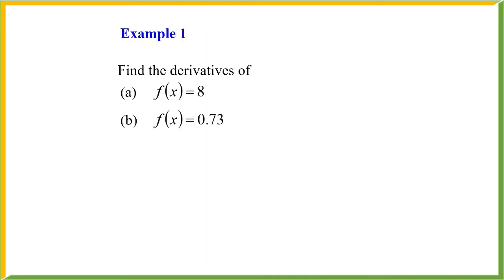We see the example here. Find the derivative of f(x) = 8 and f(x) = 0.73. Both are constants, so the derivative should be equal to 0 for both.